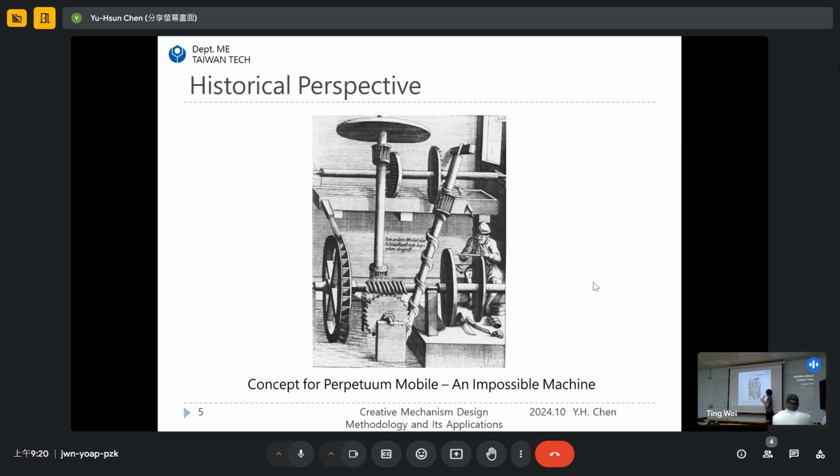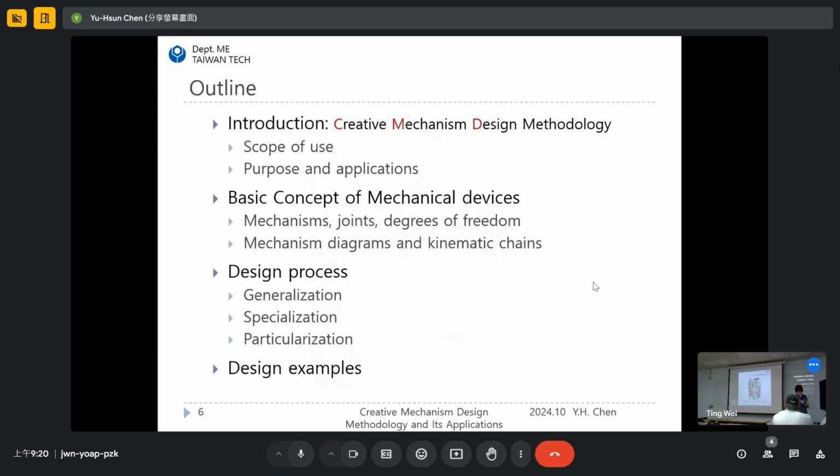At that time, people still imagined whether we could generate power, and if that is possible, the power generated is free because the water can be recycled again and again. Okay, so over here we see more mechanism components applied. So, okay, let's go to our lecture today.